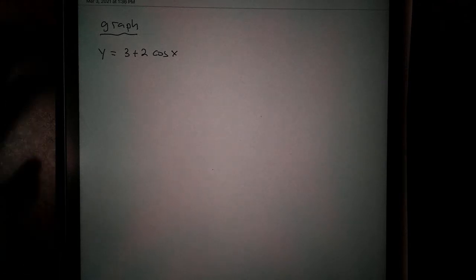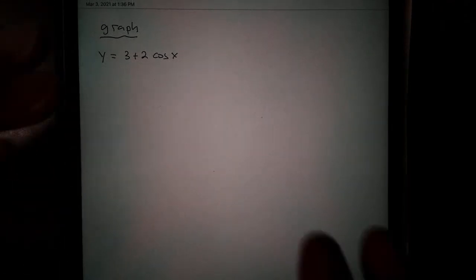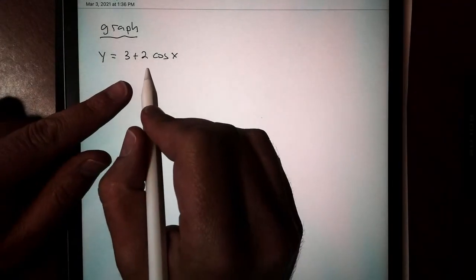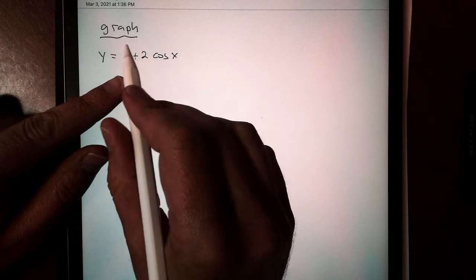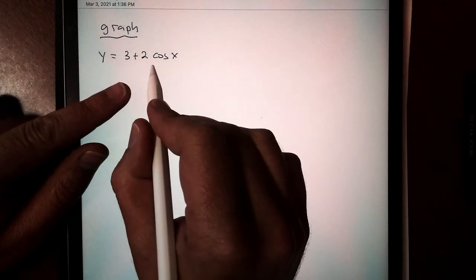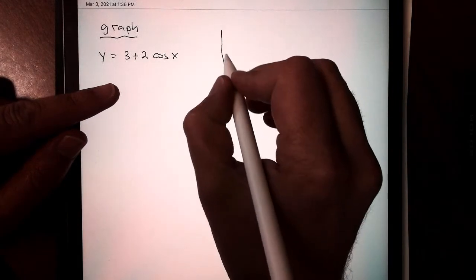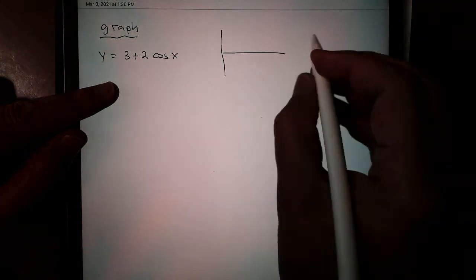Hello there. Today we're going to talk about why we graph polar functions the way we do. To get an idea of why, let's take a look at the following graph, 3 plus 2 cosine of x. In pre-cal, you learned how to graph these functions.